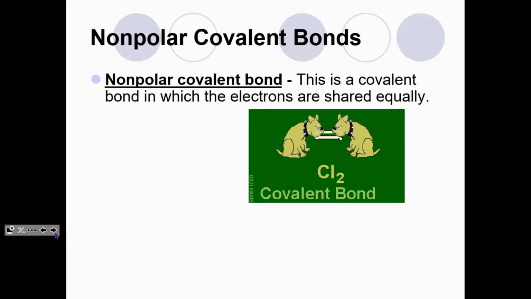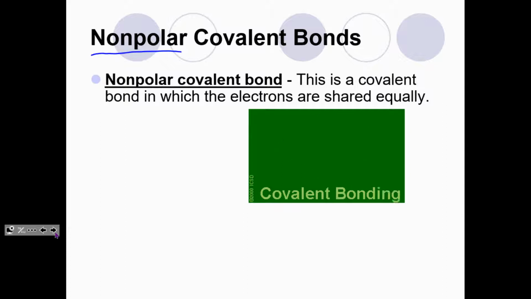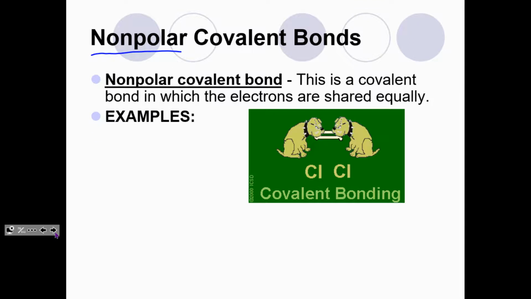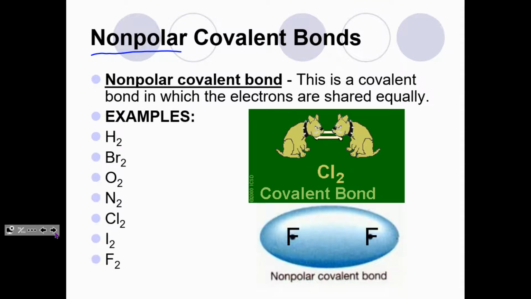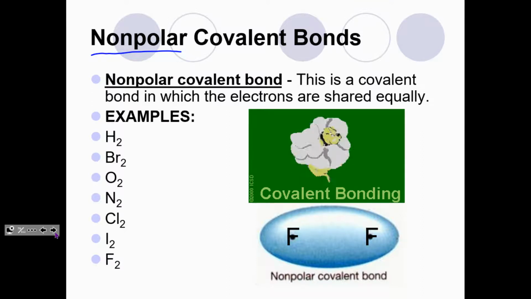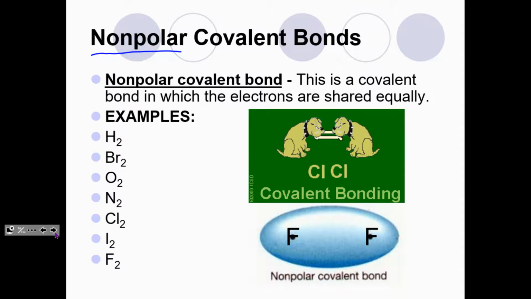And the first one is going to be a nonpolar covalent bond. This is a covalent bond in which the electrons are shared equally. And so, first example we have is diatomic chlorine. And with diatomic chlorine, you'll see that the two dogs are the same size. And when they have a bond between them, they share electrons perfectly evenly, the same. So all of our diatomic elements are going to have nonpolar covalent bonds. The electronegativity between the two atoms is going to be the same, and they have an equal sharing of electrons.